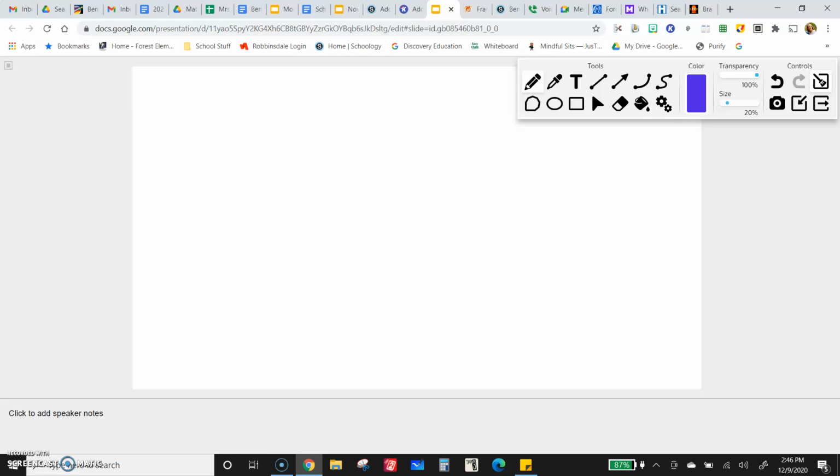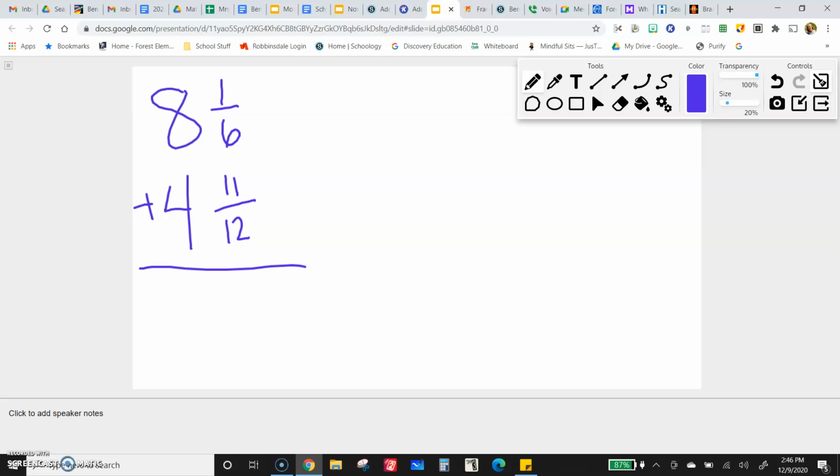8 and 1/6 plus 4 and 11/12. Okay, looks similar, looks the same, just different numbers. Find a common denominator of my fractions. I will tell you it is 12 and 12. This one is times 2. So I get 2/12. This one just stays the same. So I get 11/12. Add my fractions. 2 plus 11 is 13/12.